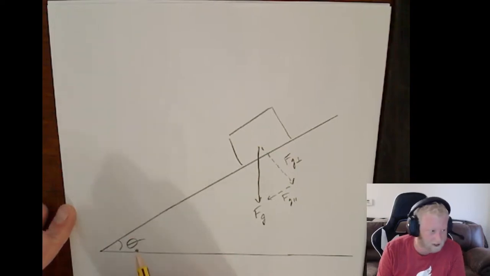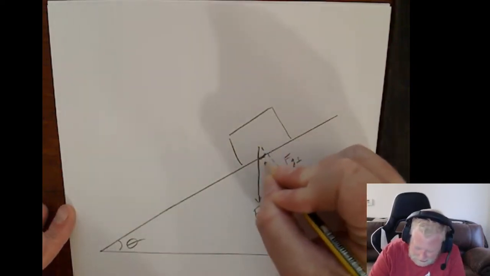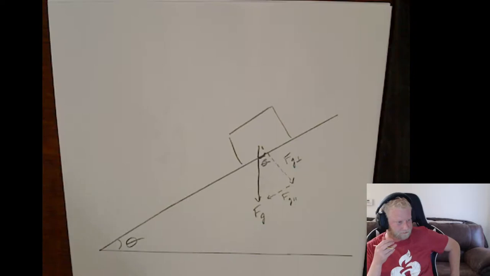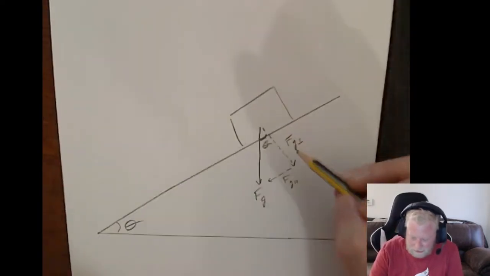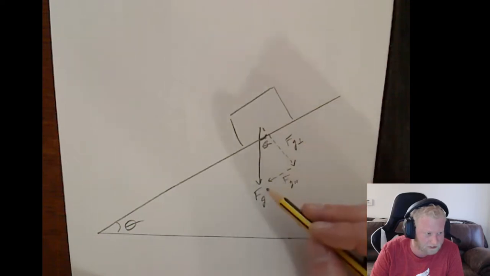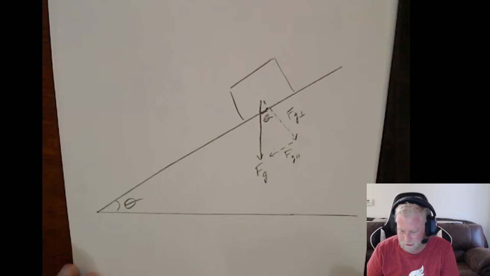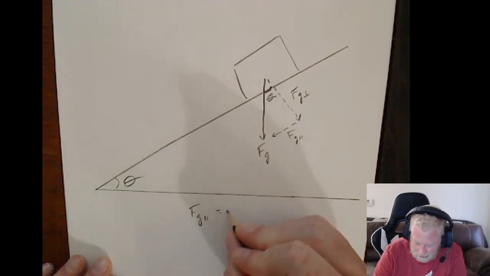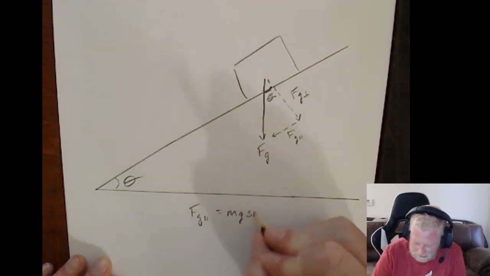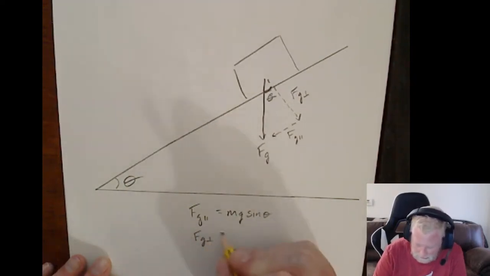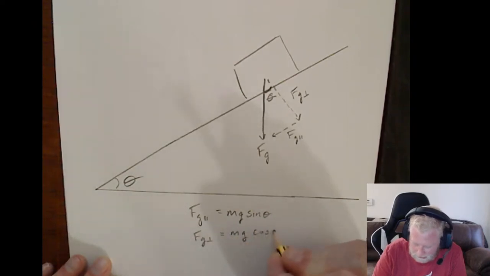Now, theta, the angle of your incline, is going to be the same as this angle here, just like before. So when we're examining forces acting on an incline, we need to find FG parallel and FG perpendicular in terms of FG. So if we do our trigonometry, we can find that FG parallel is equal to FG, your weight, times the sine of your angle. While FG perpendicular is your weight, mg, times the cosine of your angle.